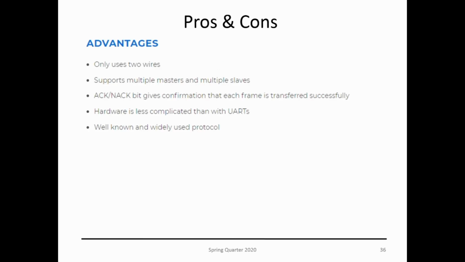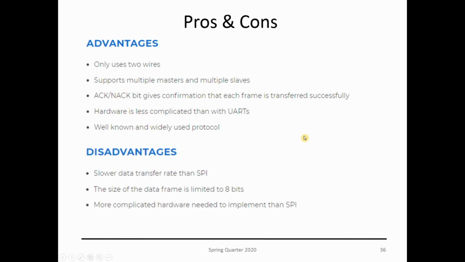Pros and cons: it only uses 2 wires, which is an advantage. It supports multiple masters and multiple slaves, it has this acknowledge, the hardware is less complicated, and it's a well-known and widely used protocol. Some disadvantages: the data transfer is slower than SPI, data frames are limited to 8 bits, and more complicated hardware is needed to implement it than SPI. So the hardware is less complicated than UART, but a little bit more complicated than SPI.